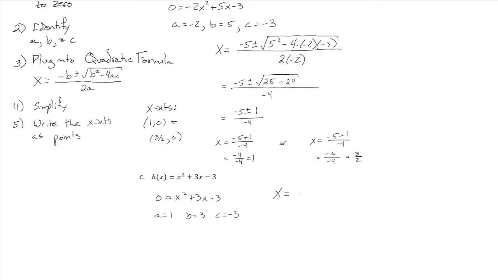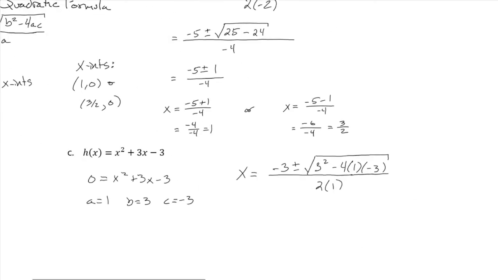X equals big long fraction. Negative b will become a minus 3, and then a plus or minus the square root of b squared is 3 squared, minus 4 times a is 1, times c is negative 3. And then close my square root, and then all over 2 times a is 1. And we'll start simplifying now.